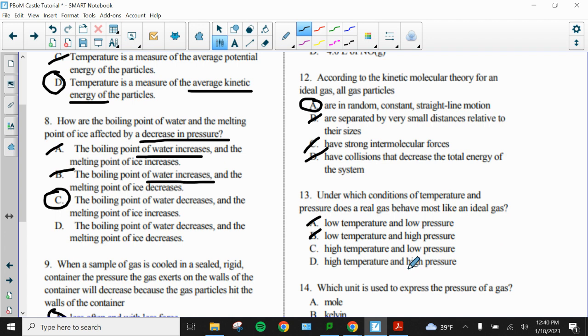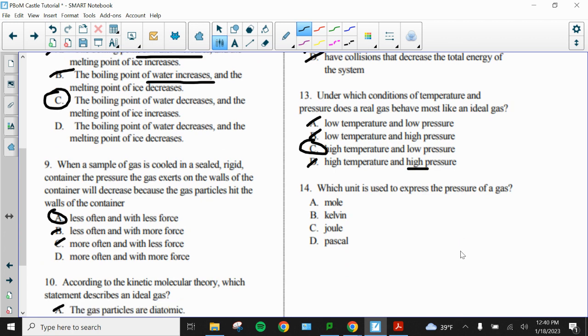High pressure would make them close to each other. We don't want that. So I want high temperature and low pressure. And I talked you through that one because just memorizing it, you could screw it up. You could go high pressure, low temperature, and that's not true. You need high temperature and low pressure. You need them going fast so they don't talk to each other, and you need them far apart so they don't talk to each other. Now we're going to act more ideally.